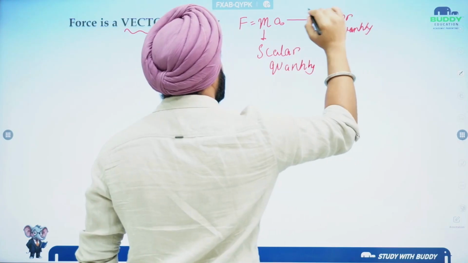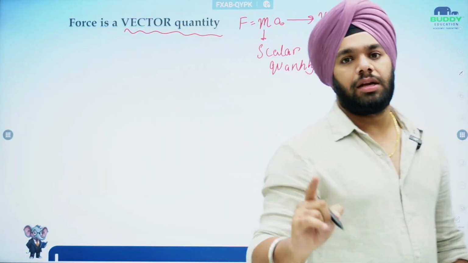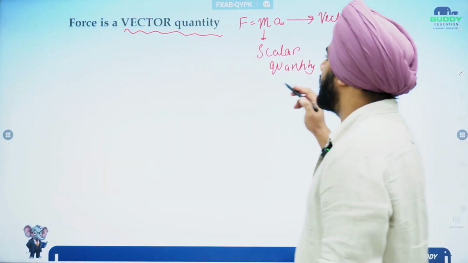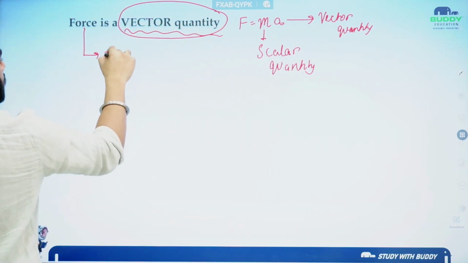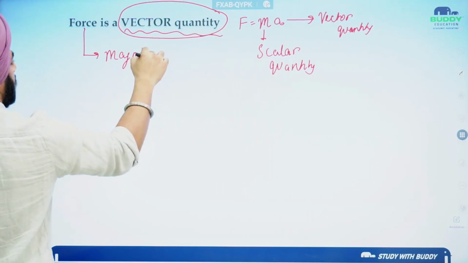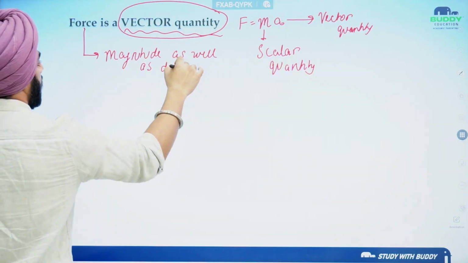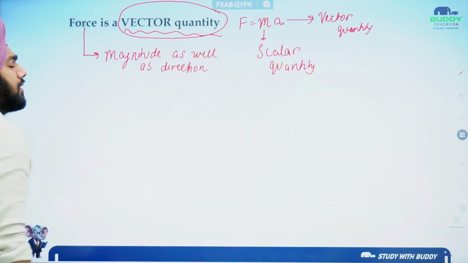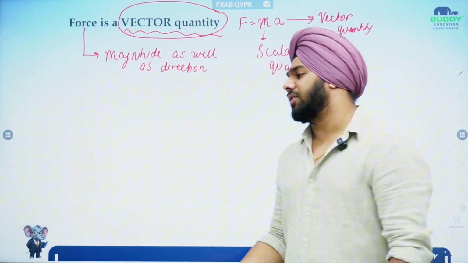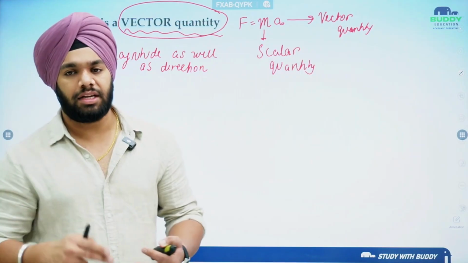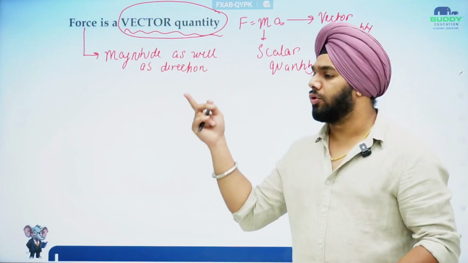So scalar into vector, if you multiply any scalar quantity with the vector, you will simply get what? A vector quantity. That means force has magnitude as well as direction. Similarly, acceleration is also a vector quantity, velocity is also a vector quantity, displacement is also a vector quantity. Displacement, velocity, acceleration, force, all these physical quantities are vector quantities. Why? Because they have both magnitude and direction.